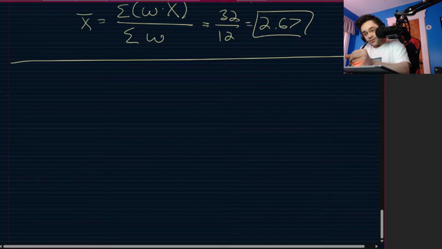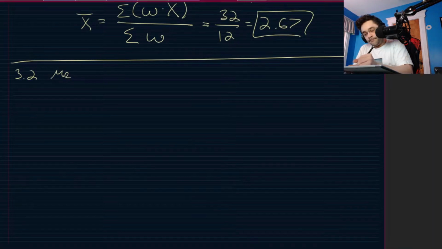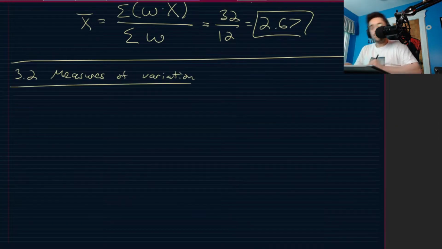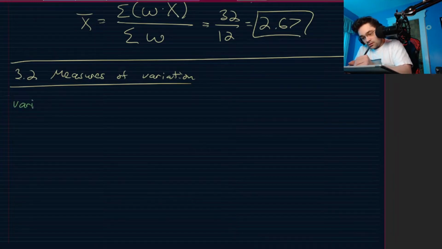Okay, so section 3.2. 3.2 is on measures of variation. So what does that mean? It means how much the data varies, or how spread out the data is.